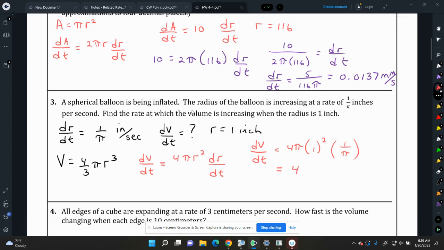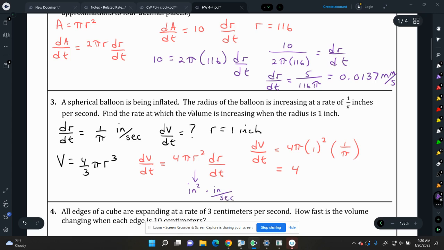Okay, let's look at the units here, right? Let me go back down here. So here the radius was in inches. So this is inches squared times dr/dt, which was inches over seconds. So my dV/dt is going to be inches cubed over seconds. Okay, so I go back to the formula and I substitute in the units there.